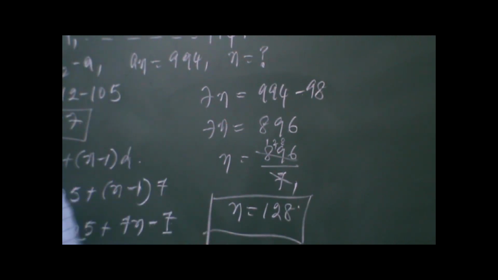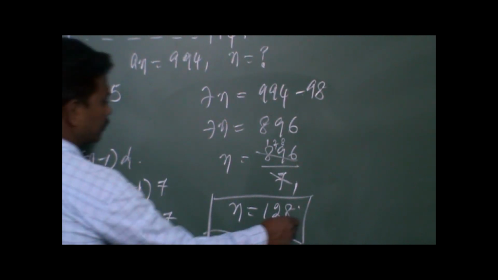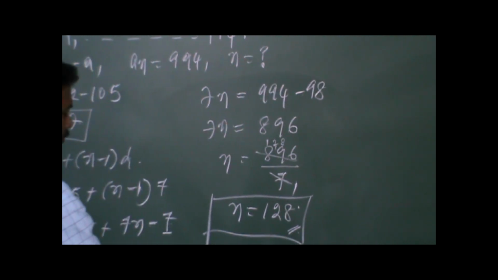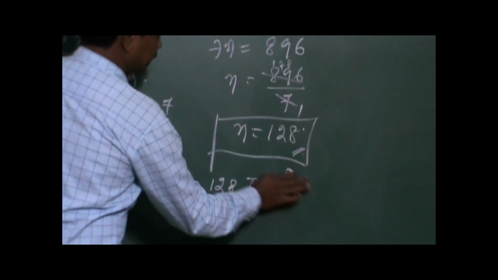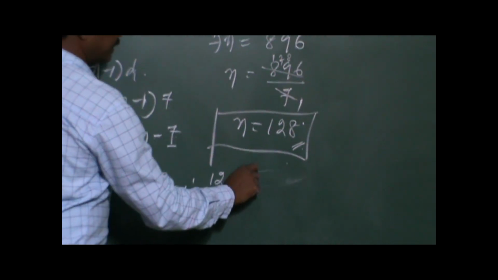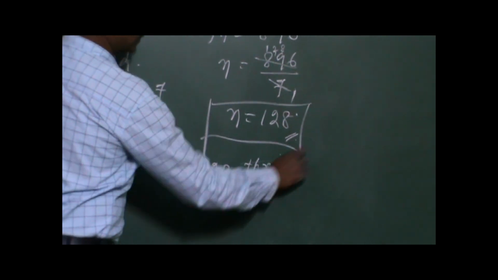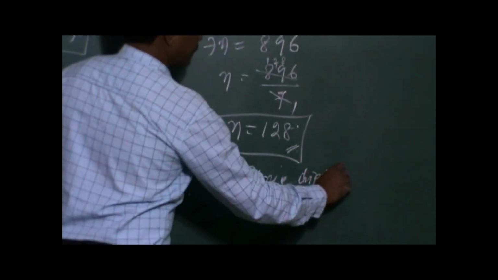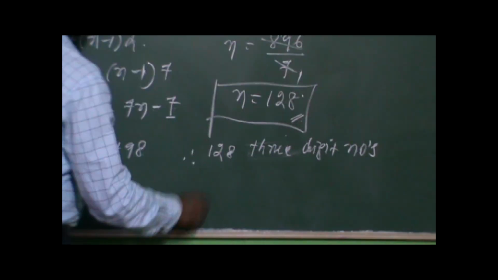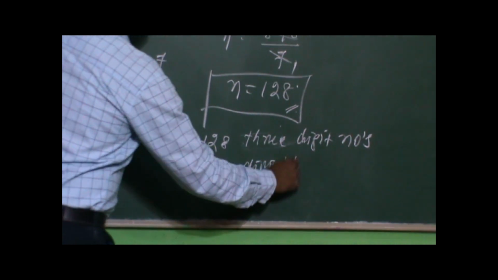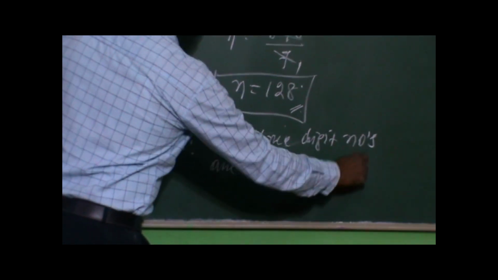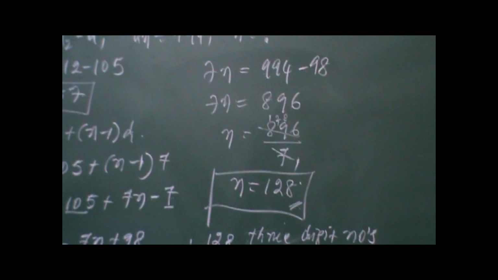So how many terms are there? How many 3-digit numbers are there which are divisible by 7? It is 128. So therefore 128 3-digit numbers are divisible by 7. So similarly you are going to get problems on this.